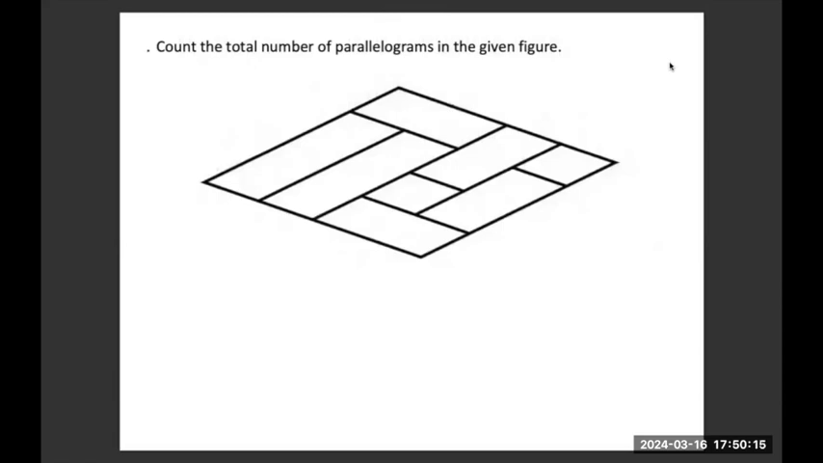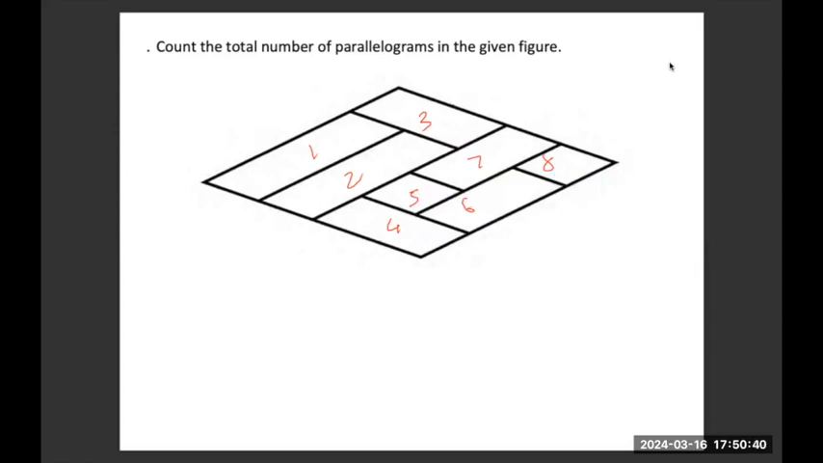Okay. Here we are given a parallelogram. In the parallelogram, there are a number of other smaller parallelograms also present. What you have to find is the total number of parallelograms. I'll just count the parallelograms with no combination, single parallelograms. 1, 2, 3, 4, 5, 6, 7, 8. 8 parallelograms which are single.